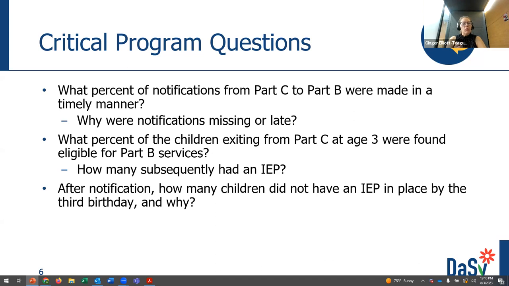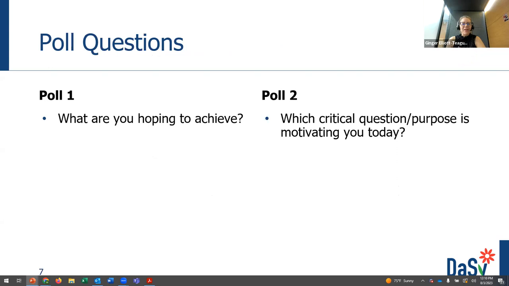Okay, so before we move into the next section, we are really curious about your motivations for being here today. So we have two questions for you. The first one is an open response. Just generally, tell us what you are hoping to learn or achieve by participating today. That may be a quick sentence or two. Mallory, if you would open that poll.